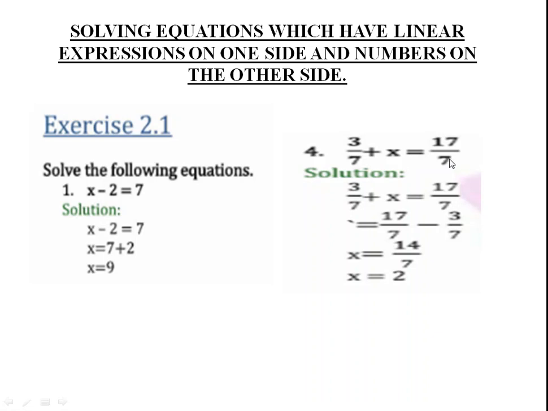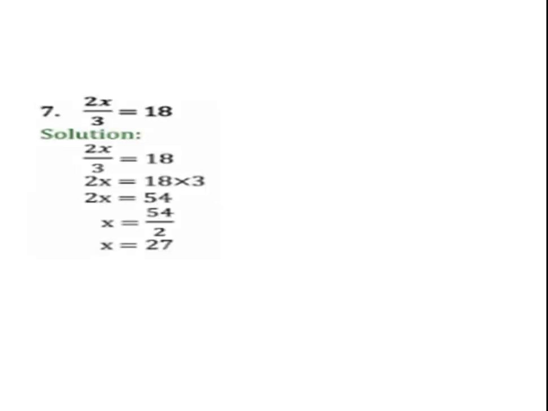Hope the concept is clear to you. Let's take another example. 2x by 3 equal to 18. We'll take 3. Which is the variable used here? x. 3 is divided. So when you take it to the other side of the equal to sign, it gets multiplied.